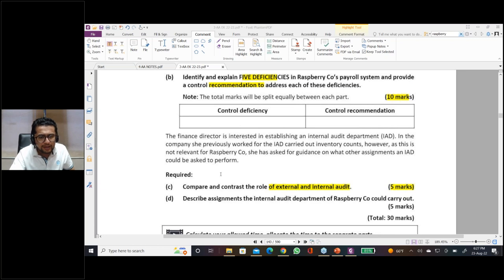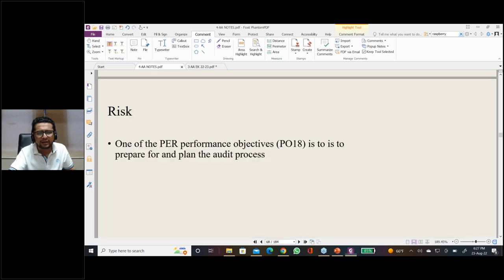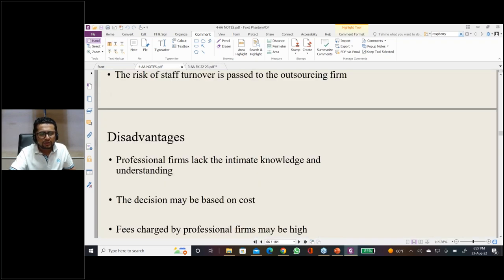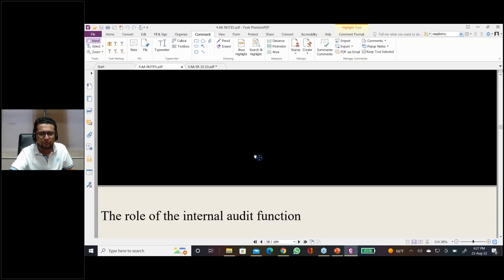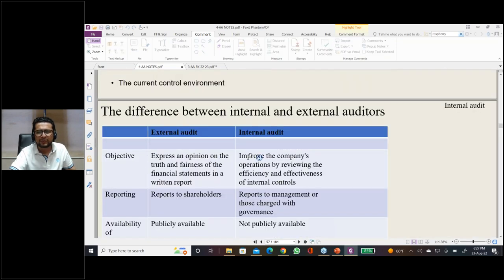Anshara, MN, Mahat are clear and they know the difference between external audit and internal audit. So this is your 5 marks, right? Use the book for the further details on the difference between external and internal audit.